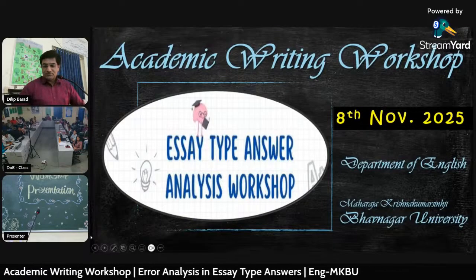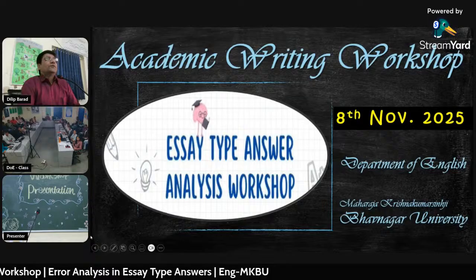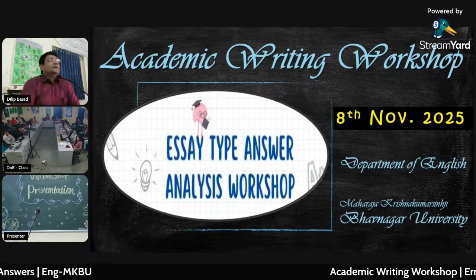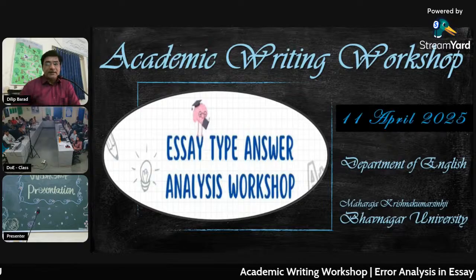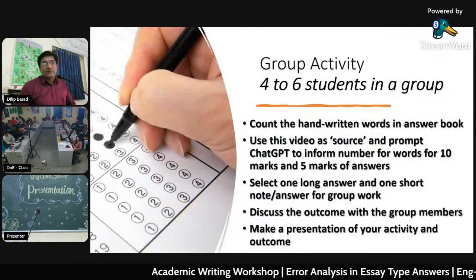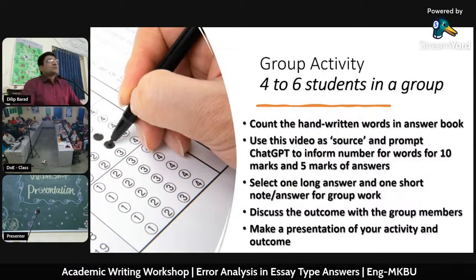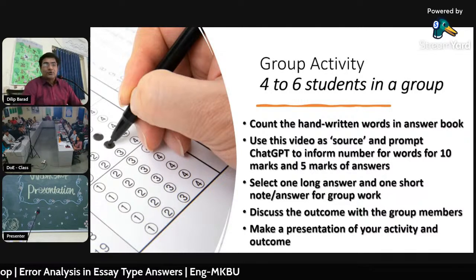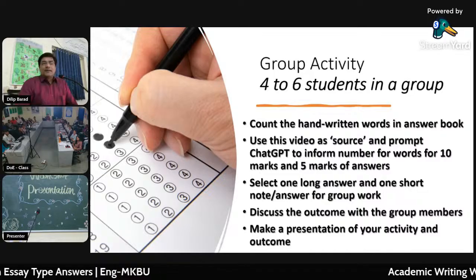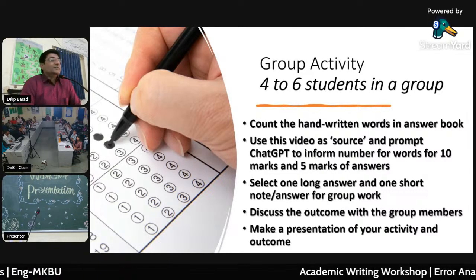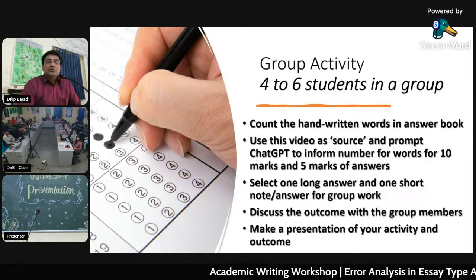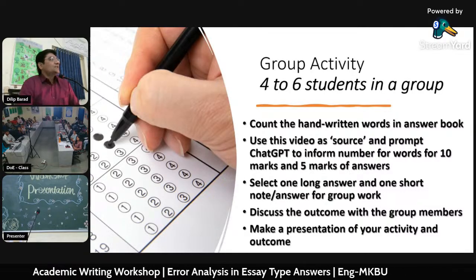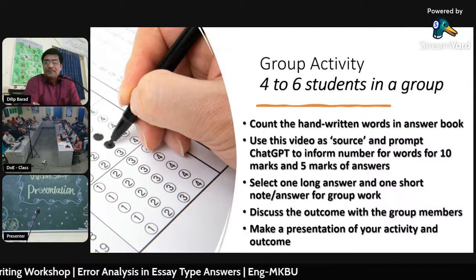So the context of this second part of today's live stream is students analyzing different works with the help of AI. The task given to the students was a group activity, and they had to first of all count the words of their handwritten answers. So they exactly come to know in how many words, in how many pages they are supposed to write, and they are actually writing also.